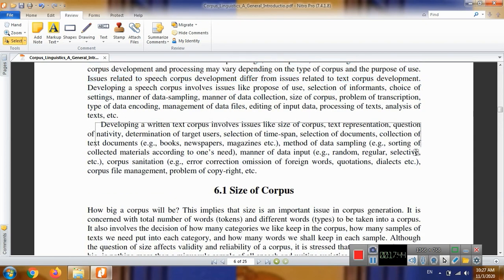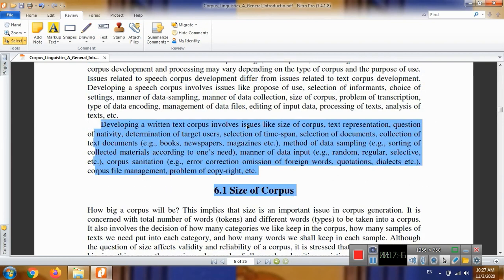But developing a written text corpus involves issues like size of corpus. Here in this paragraph, we refer to those features which are necessary for a speech corpus, and here we will read those features which are necessary for a written text corpus.